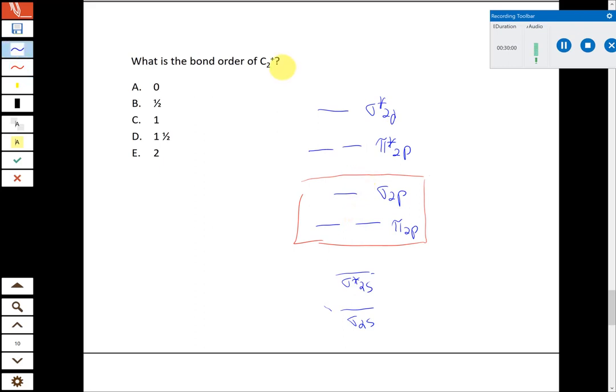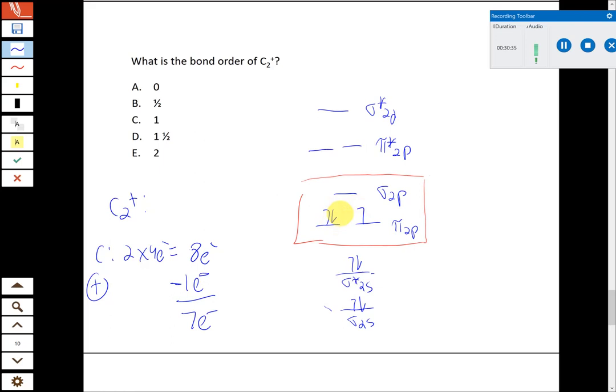All right, so for this structure, now we just need to figure out how many electrons there are. For C2+, we have two carbons, which each have four valence electrons because they're group four. And then for the plus charge, we take away one electron. So we have a total of seven electrons. C2 would have eight electrons. C2 with a positive charge has one less than that, which is seven. And so we're going to put seven electrons into this diagram, starting from lowest energy to highest energy. So we're going to go 1, 2, 3, 4, 5, 6, 7.